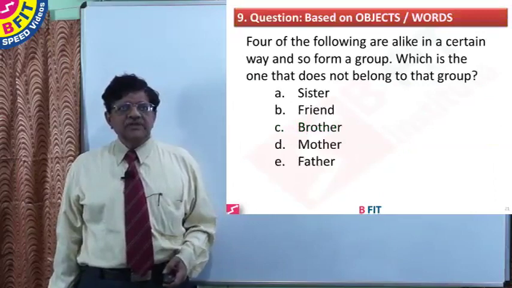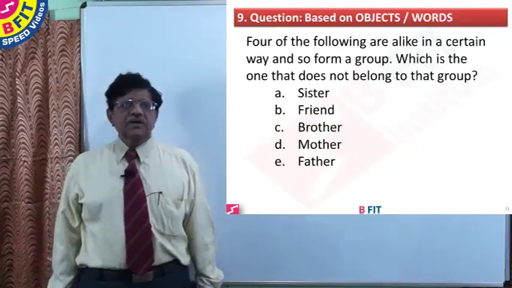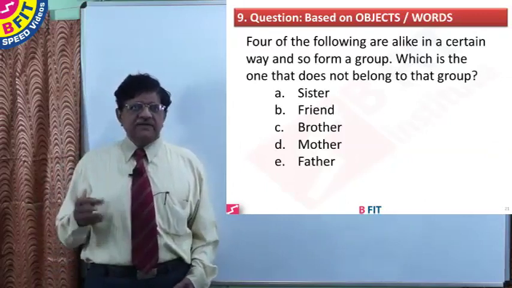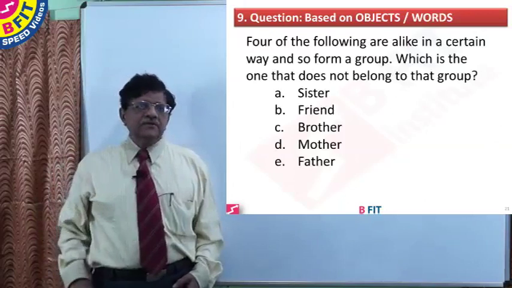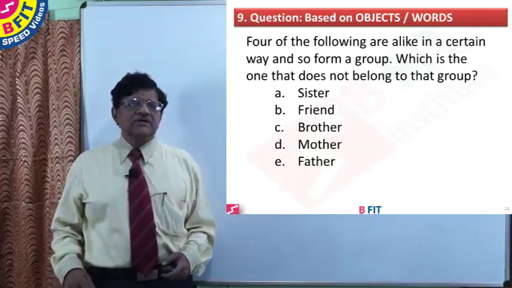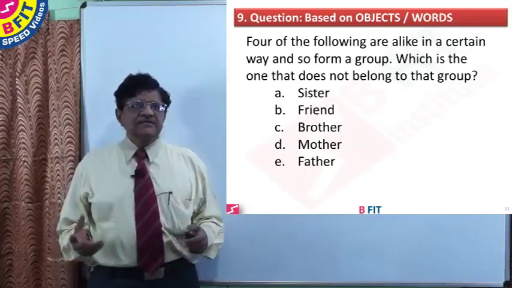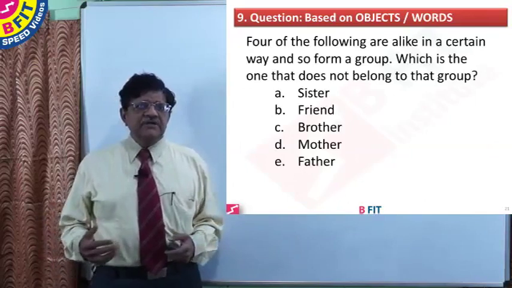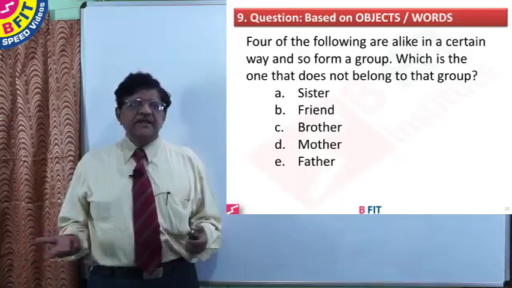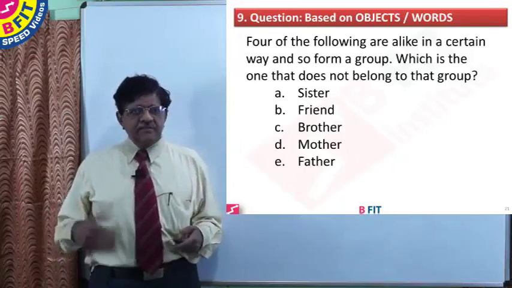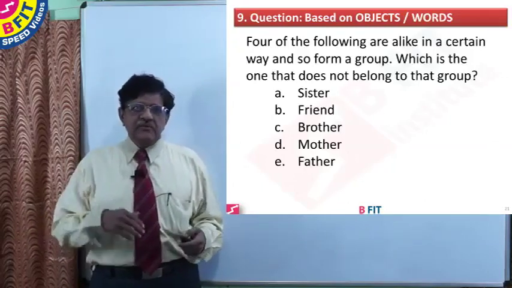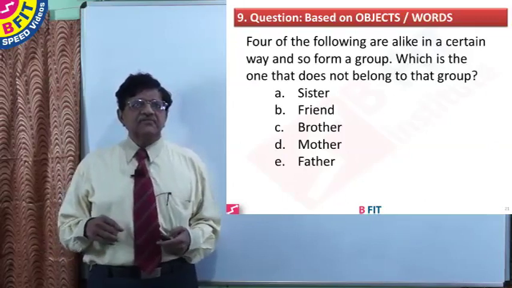Now let us go to question number 9. Question number 9 talks about sister, friend, brother, mother, father. Now all are relatives and known people. Is it something to do with sex, namely male-female relationship? Sister is a female relationship. Friend, it can be either a male or female. Brother, it is a male. Mother, it is a female. So it has nothing to do with male or female.